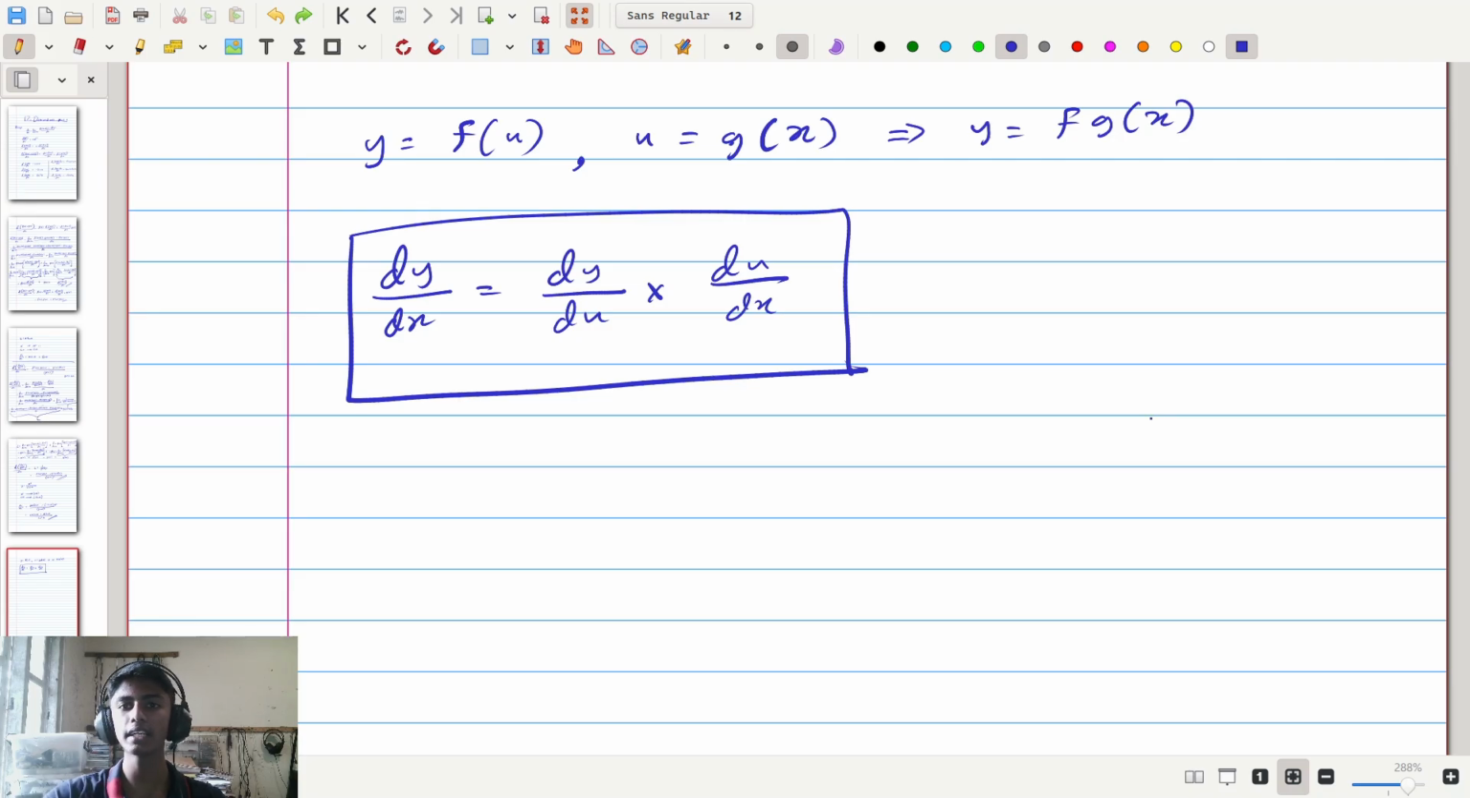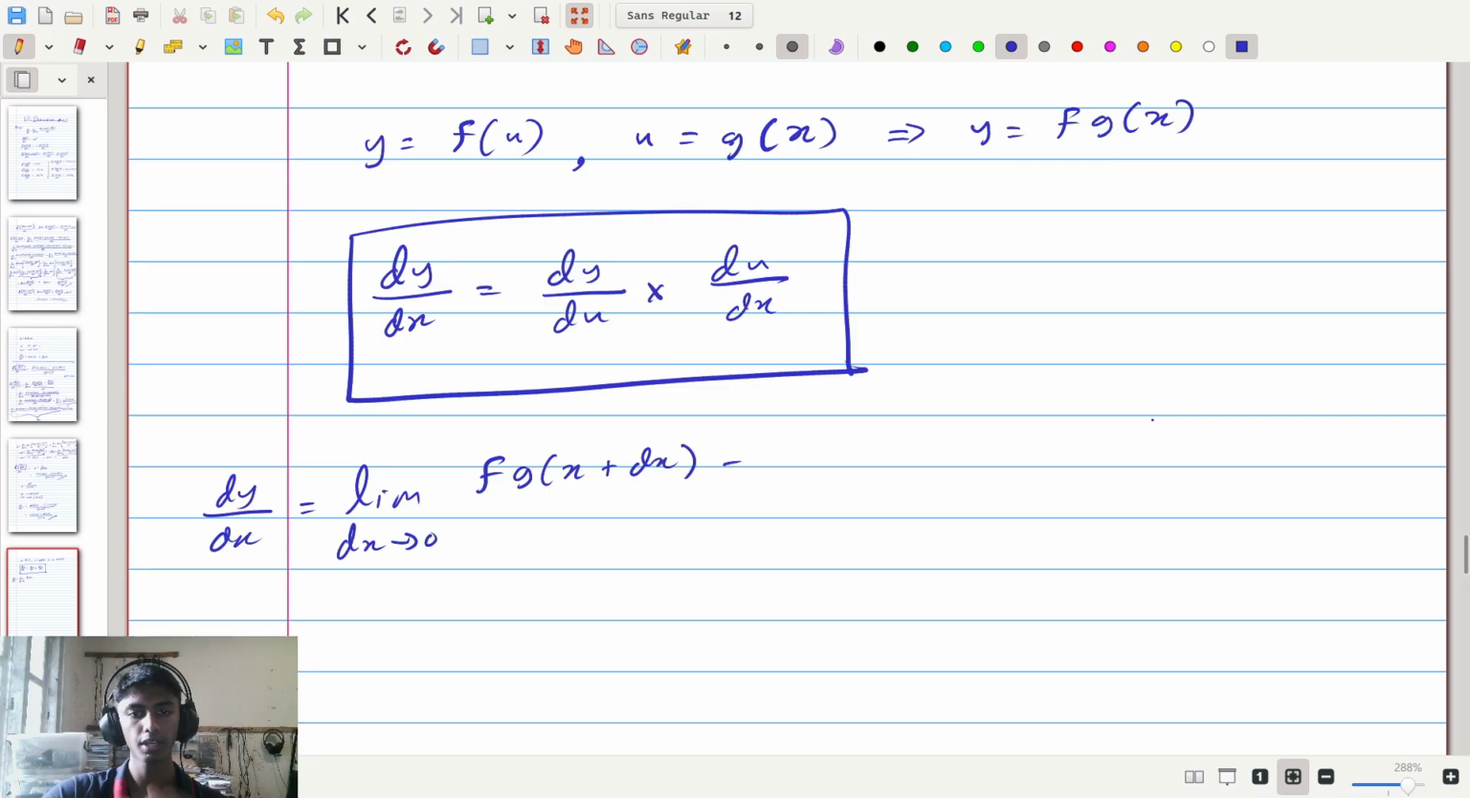Writing dy by dx, according to this equation, is going to be the limit as dx approaches 0 of the function evaluated at x plus dx, so f of g of x plus dx, minus the function evaluated at x, so f of g of x, my apologies, over dx.